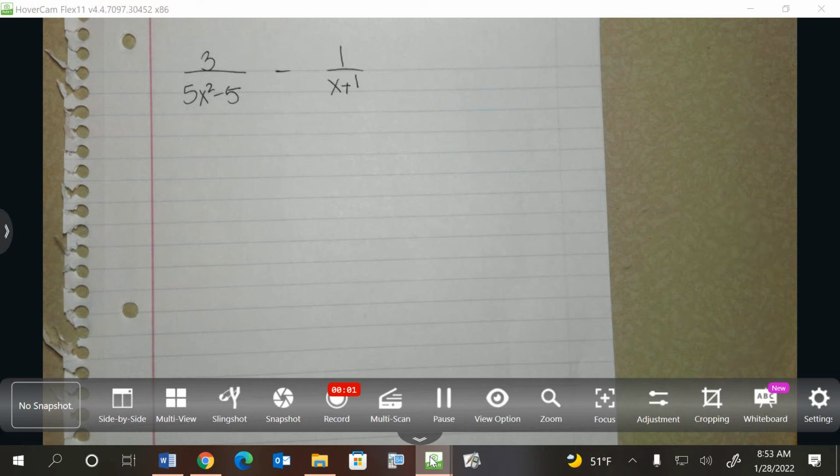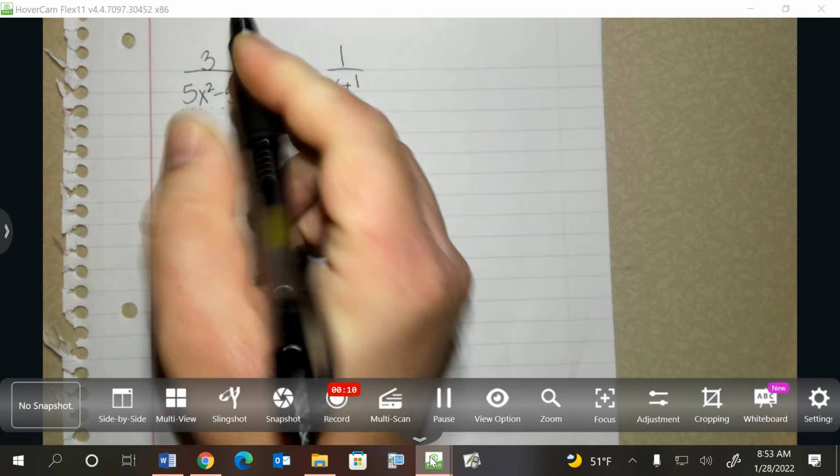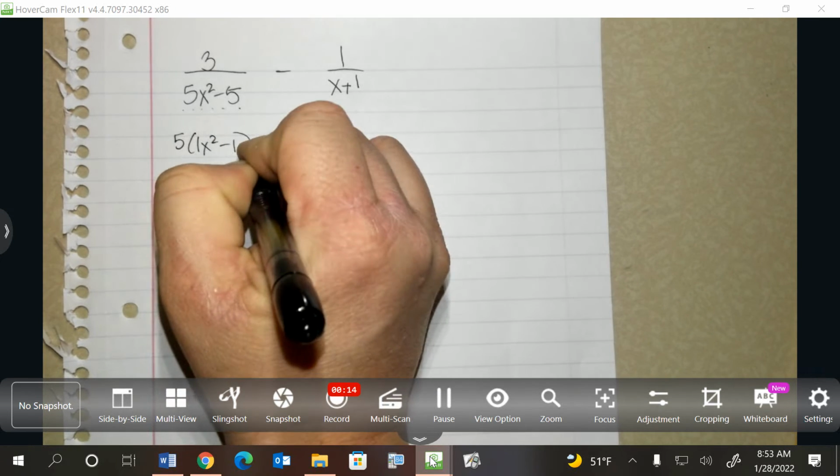The directions ask us to simplify. So we're not solving. We're not going to get a final answer that says like x equals 3. We're going to simplify as far as possible. When I see this, I'm going to start by dividing by 5, and I get 1x squared minus 1.